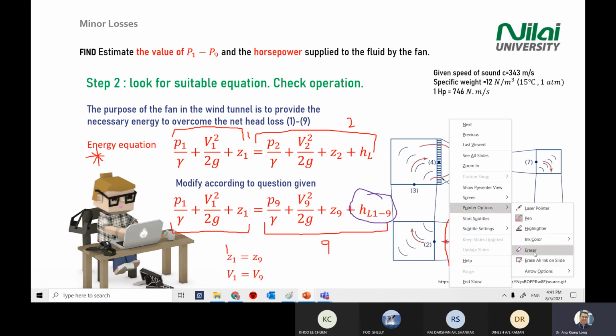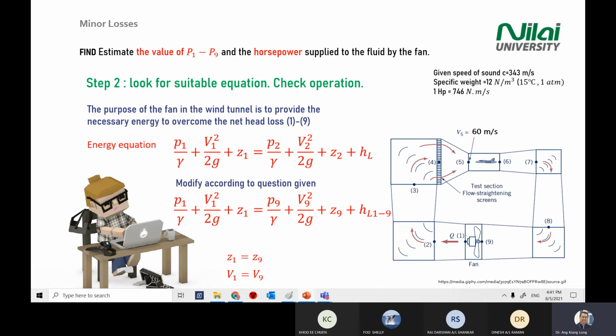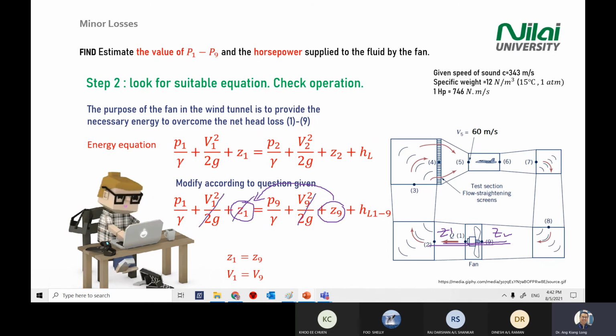Okay, so in this case, if you look at point 1 and point 9, the elevation is the same. If you look at point 1 and point 2, the Z is the same, Z1 and Z2 are the same. So if you take Z1 and Z9 and pull to the left, Z1 minus Z9 is 0, so you can cancel it in the equation. Velocity at 1 and 9 will be the same, so you can cancel this one, cancel this one. Okay, this is a very important assumption.